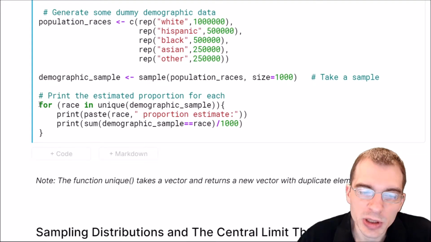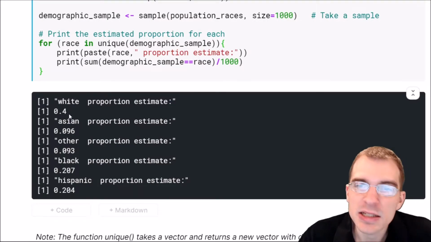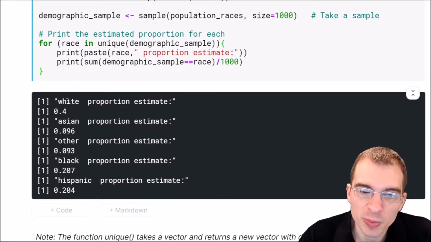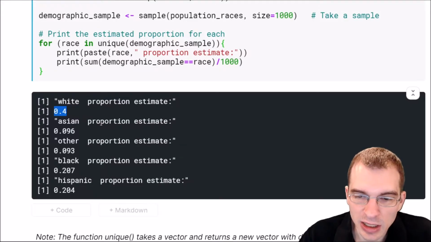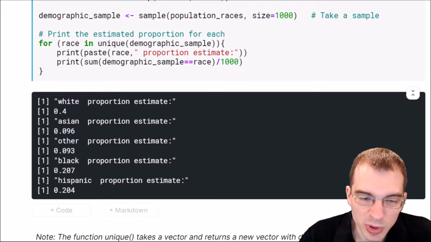So this for loop here is just going to go through each unique category and print out what the proportion was from our sample. So you can see here what the estimated proportions would be for each group based on the sample data. The white population, for instance, was estimated at 40%. I think that is actually exactly right. So we just happened to sample the right number of people from that category to get the right amount. But these other ones aren't exactly right. Like this proportion here should be 10%, I believe, and these ones should be 20, 20, and 10.